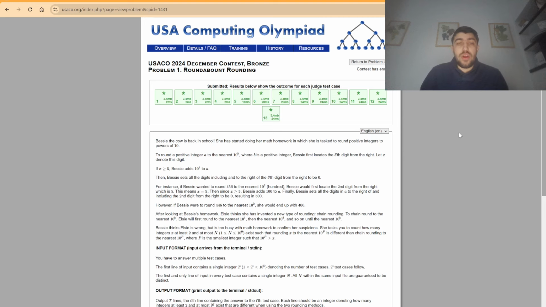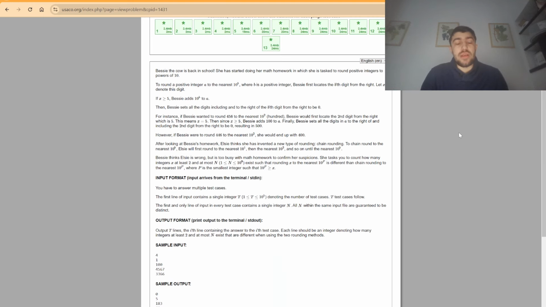In this problem we are given a process in which we can either round a number to the nearest power of 10, to the nearest 10 to the b, or we are given the possibility of doing some sort of a cycle rotation, or rotating digit by digit.